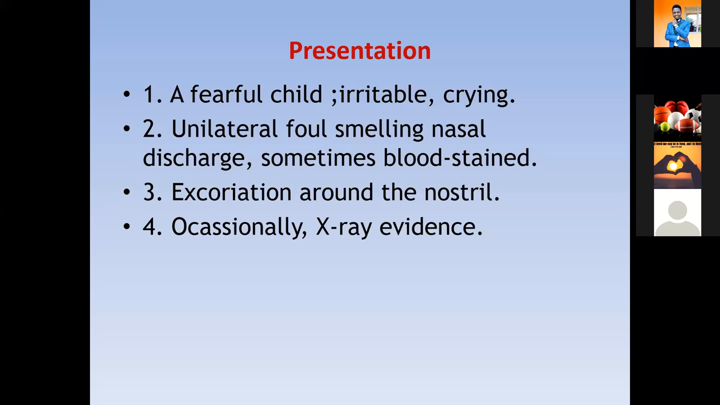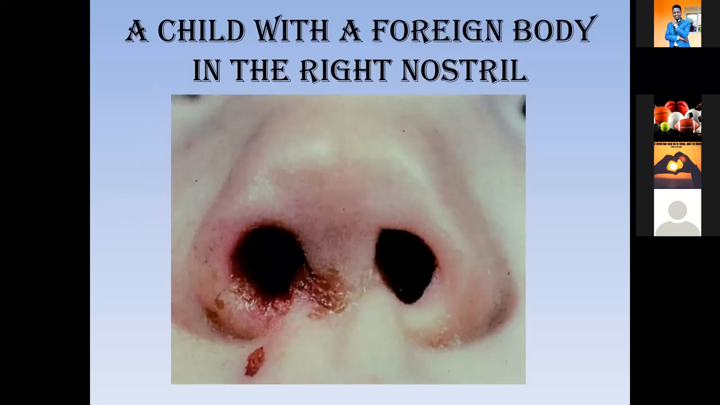And if the foreign body is opaque, such as a battery, they'll have X-ray evidence. So this is a child with a right foreign body in the nose, and you can see they have excoriation with a little bit of epistaxis, nose bleeding.